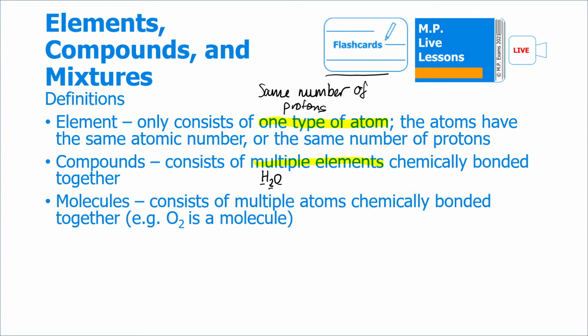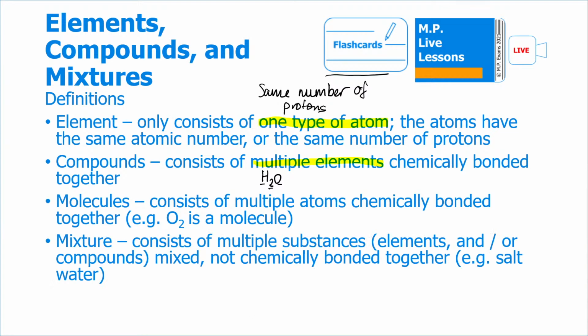Molecules consist of multiple atoms chemically bonded together. So this could be an element or a compound. For example, a molecule of oxygen is two oxygen atoms bonded together. And finally, you'll need to know what a mixture is.